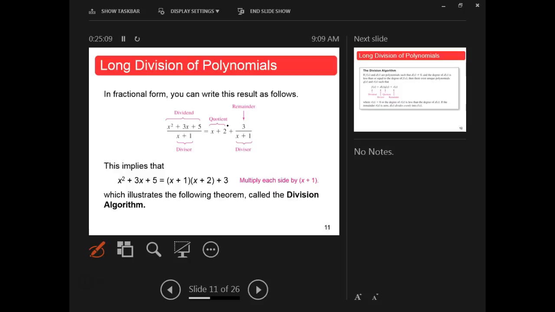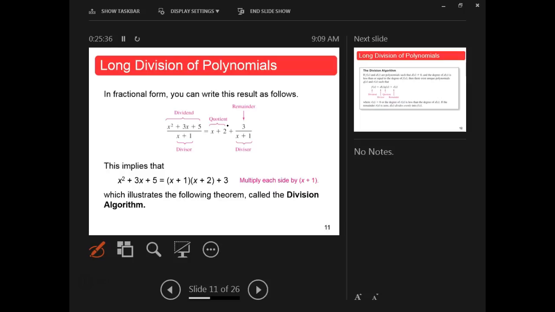Multiply by them. So let's multiply this by x plus 1, and you're just left with that. Multiply this by x plus 1, and you have x plus 1 times x plus 2, right? Multiply this by x plus 1, and you get rid of that, and you have a plus 3. So here's the other way. Multiply each side by x plus 1, and you get dividend is equal to divisor times the quotient plus the remainder.